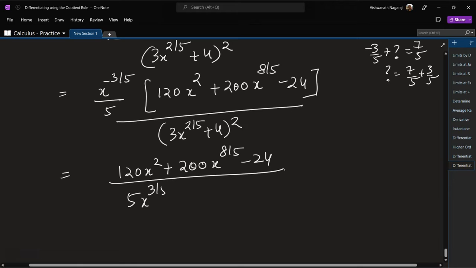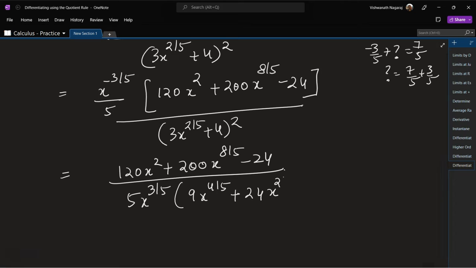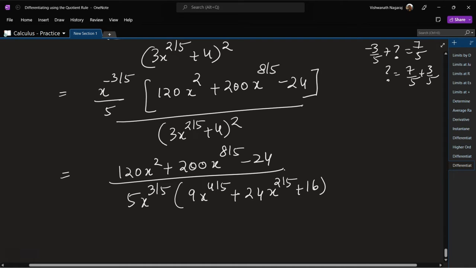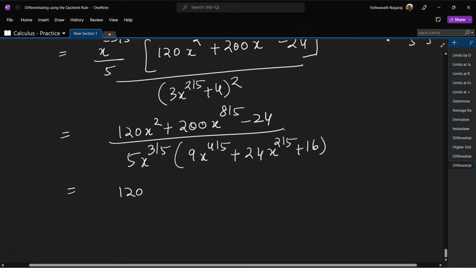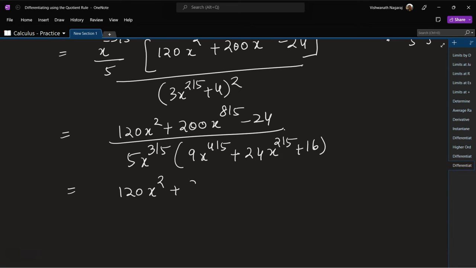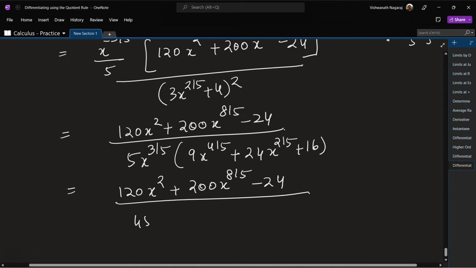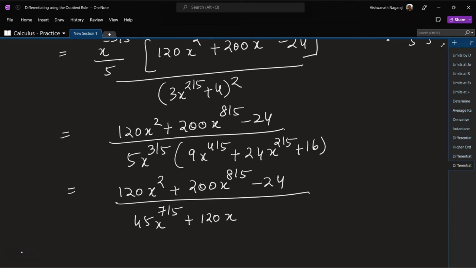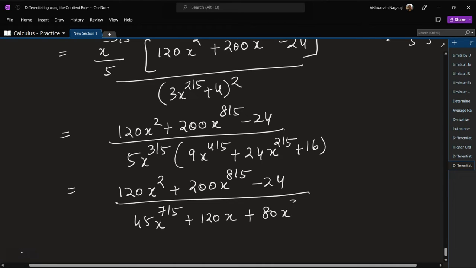5x to the power of 3 by 5 times (9x to the power of 4 by 5 plus 3 times 6, 24 x to the power of 2 by 5 plus 16), which is going to be equal to 120 x square plus 200 x to the power of 8 by 5 minus 24, divided by 5 times (45 x to the power of 7 by 5... then plus 24 times 5, 120 x to the power of 3 by 5 plus 2 by 5 is 5 by 5, which is 1, plus 16 times 5 is 80 x to the power of 3 by 5.